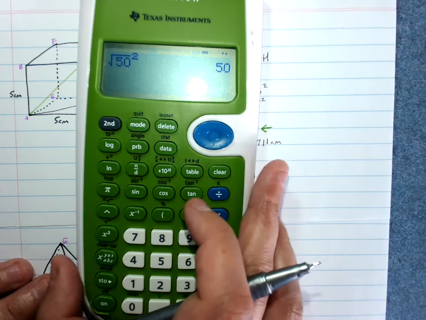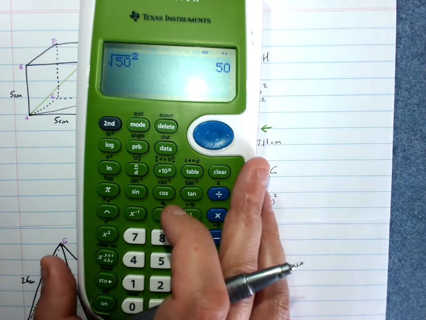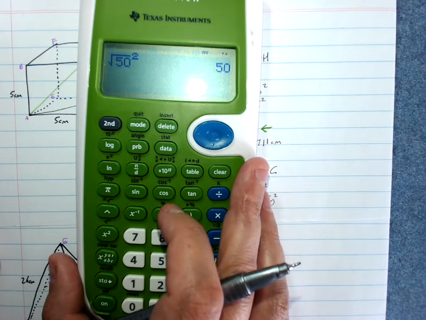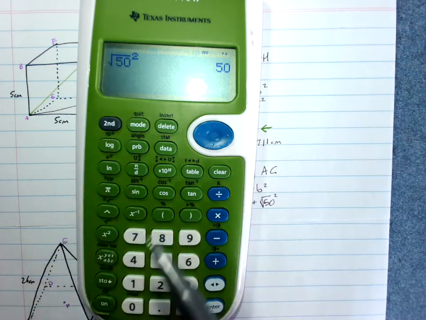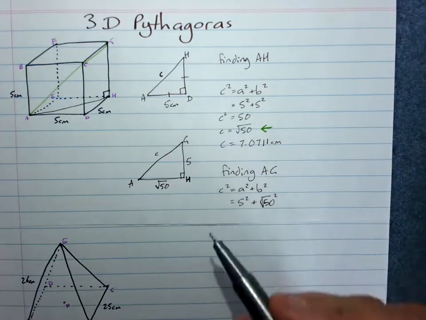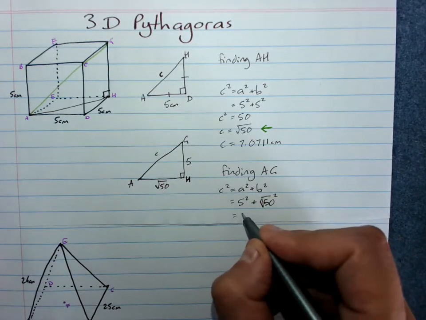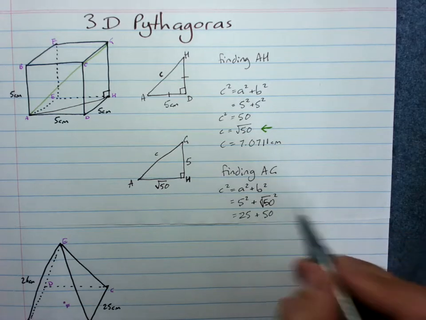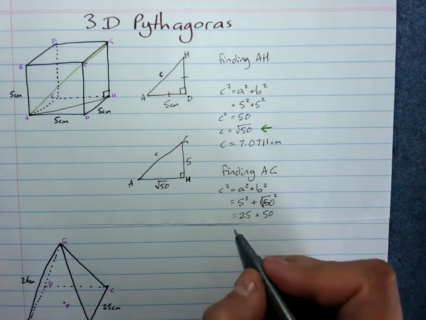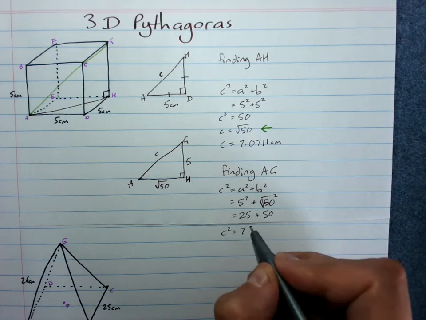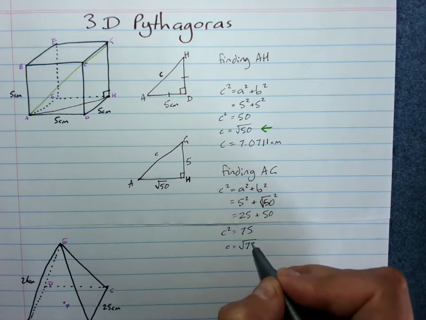So that makes sense. Square root of 50, square that, I should get the number that multiplies together to give 50. So if I square it, I'll get 50. So you can just say, well, look, that is 5 squared is 25 plus 50. You don't need to use your calculator. You know that the square root of 50 squared is just 50. C squared is 75. C is the square root of 75.